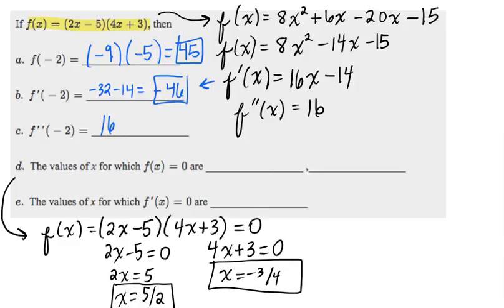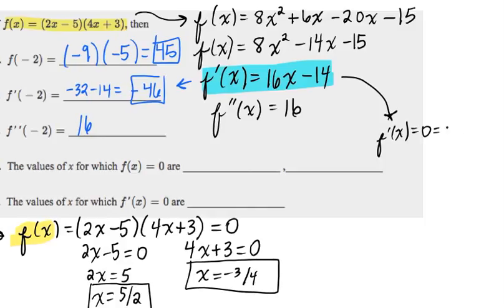Then to find where f prime equals 0, we would set its derivative equal to 0. So here's f prime. Okay, if we set that equal to 0, we'll have 0 equals 16x minus 14. So 14 equals 16x. So x is 14 over 16, which would reduce, let's see, to 7/8 is where the derivative equals 0.